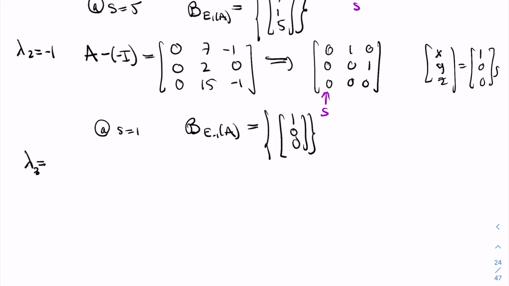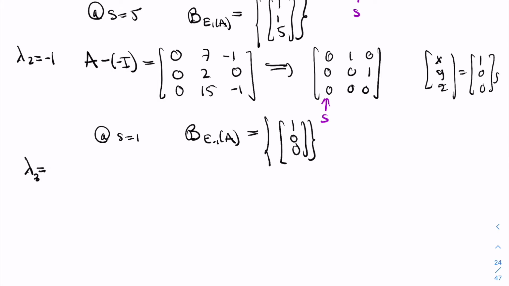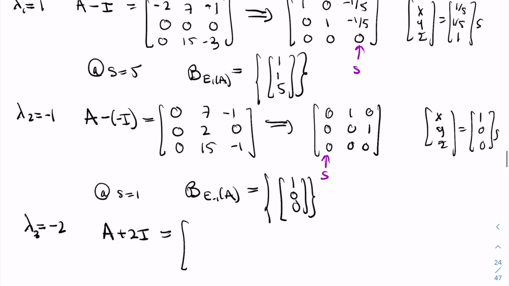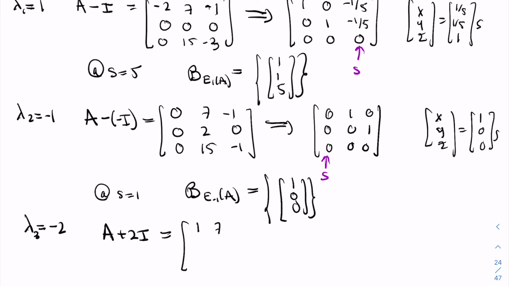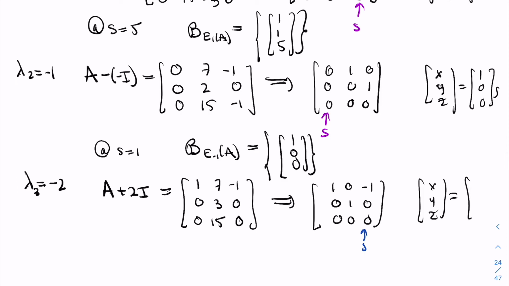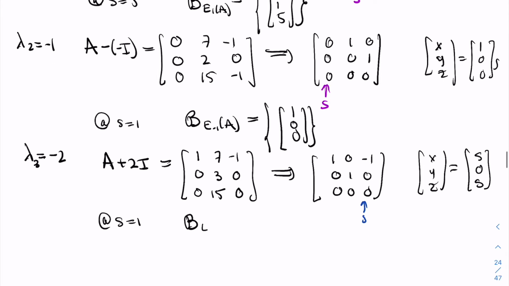All right, finally, the third one is minus 2. Sorry, I keep wanting it to be 2. All right, so I get A plus 2I. That's going to give me 1, 7 minus 1, 0, 3, 0, and 0, 15, 0. Perfect. That will reduce to 1, 0, minus 1, 0, 1, 0, 0, 0, 0. And so I have one free variable, and x, y, z will be x is s, y is 0, z is s. And so at s equals 1, I get the basis for E_{-2} of A, which is (1, 0, 1).